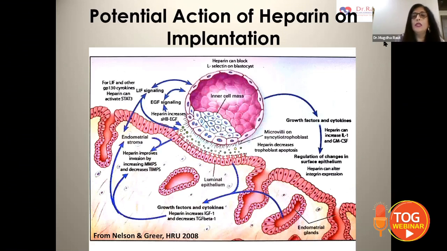and heparin alters the integrin expression. Now, heparin also increases the SHBG, and heparin can activate STAT3 for leukemia inhibiting factor and other cytokines. So heparin is extremely important for implantation, and low molecular weight heparins are extremely safe to use.